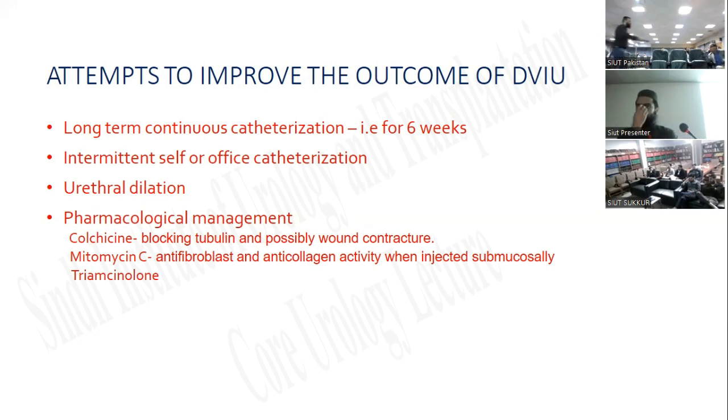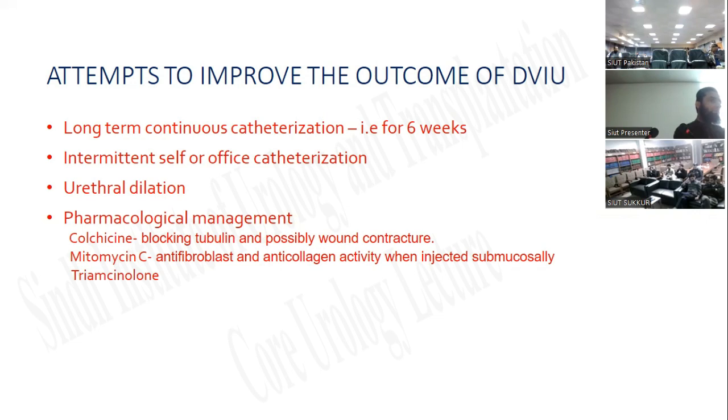We used to perform DVIU for bulbar urethral strictures, not for membranous and penile urethra. So do we have data about erectile dysfunction after urethroplasty at this part of the urethra? Is there any data for erectile dysfunction after urethroplasty at this site?